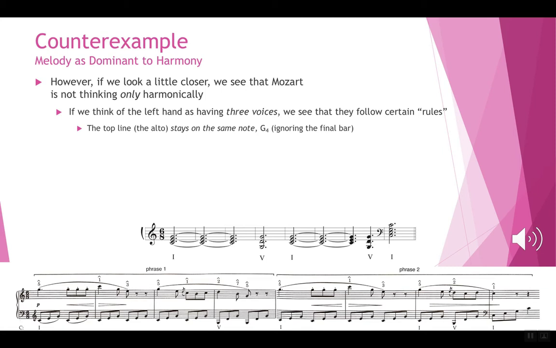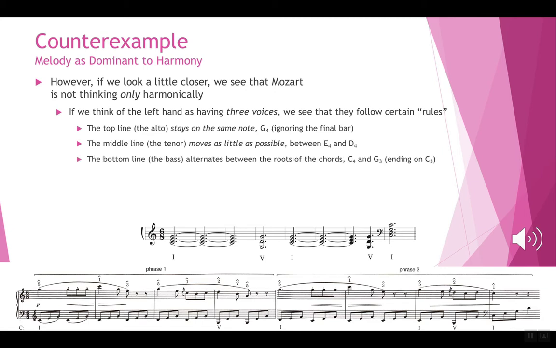The middle line, which we can call the tenor, is moving as little as possible between E and D. And then the lowest voice is going C, G, C, G, and then C. So the bottom line, which we can call the bass, alternates between the roots of the chords, C4, G3, and then ending at the very end on C3.